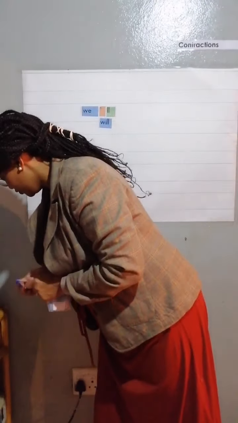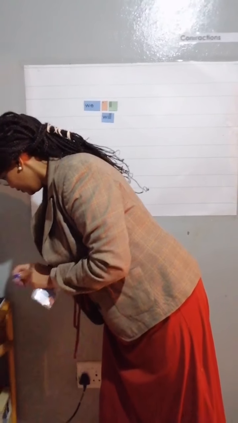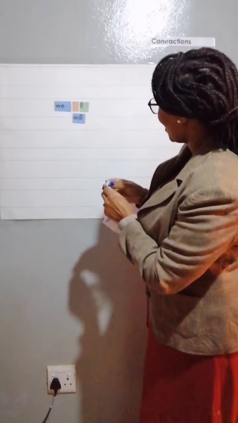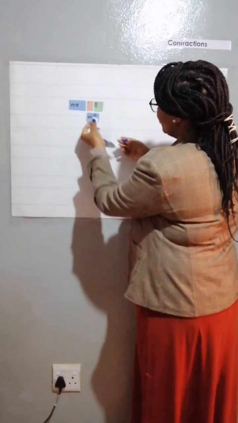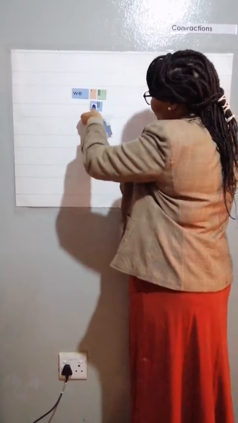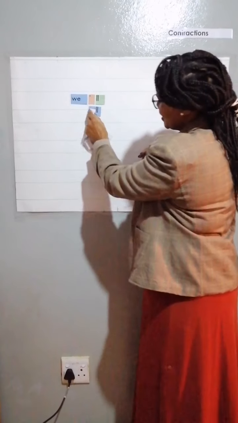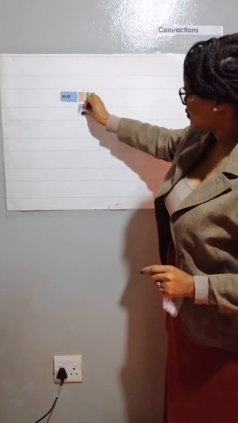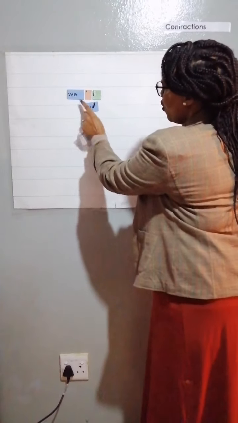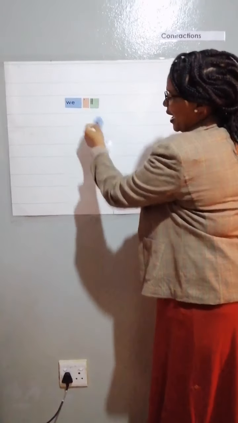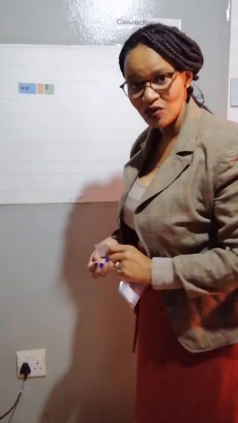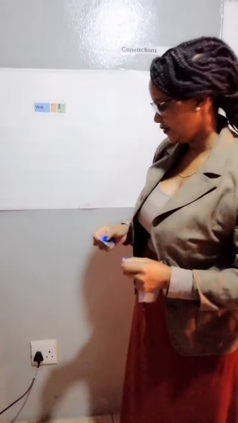Now let me show you. Here, if you take out the W and the I, you remain with two L's. You understand? We have two L's there. We will, or we'll. And this is going to be your activity. This is what you're going to do in your next activity.